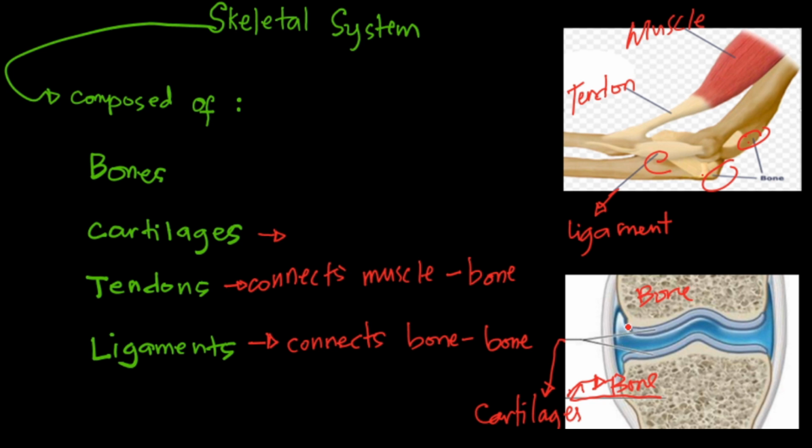Your cartilage is semi-transparent, and it is also an elastic and flexible connective tissue that covers the ends of the bones. If you can see, this is the bone, and at the end part is your cartilage. The lower part is also another bone structure, and on the end of this portion is your cartilage. So that's your cartilage.